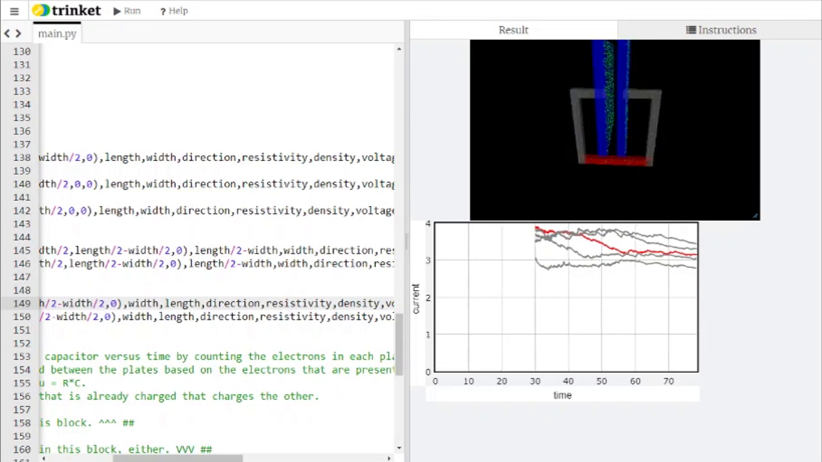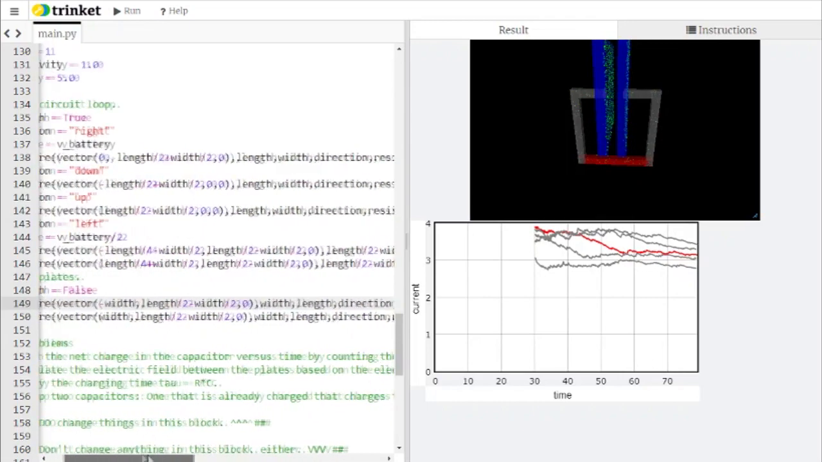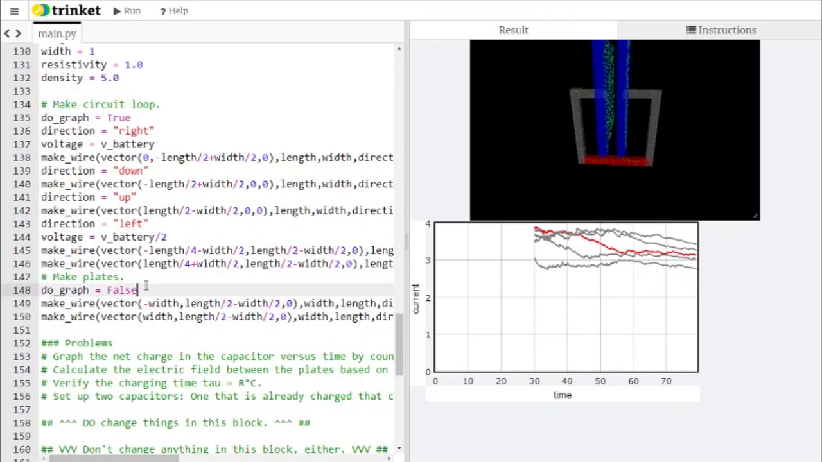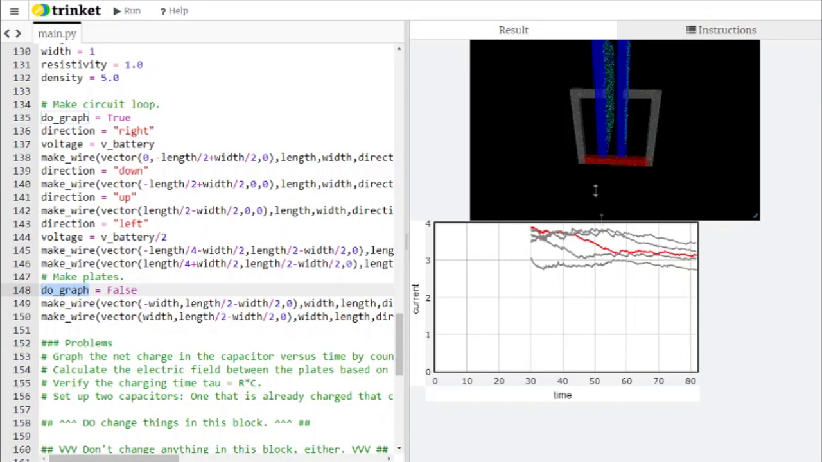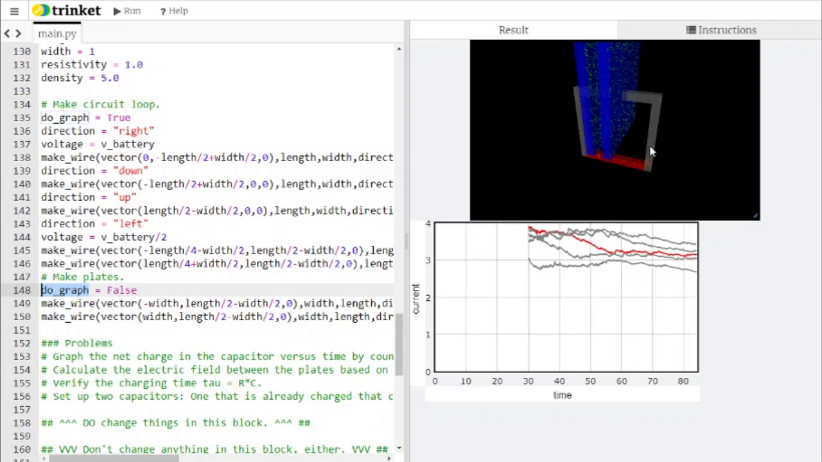And so to enforce that, I've added on one more variable to give as an argument for this make wire function. And that's just this do graph variable. So if do graph is true, then yes, we do make a graph. If it's false, then no, we do not make a graph. And so we're only getting graphs for the wires, and they're matching up pretty well as can be expected for this rough simulation. So this is a great way to help visualize how capacitors work, or how RC circuits work.